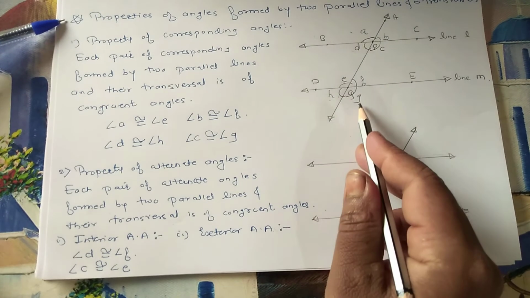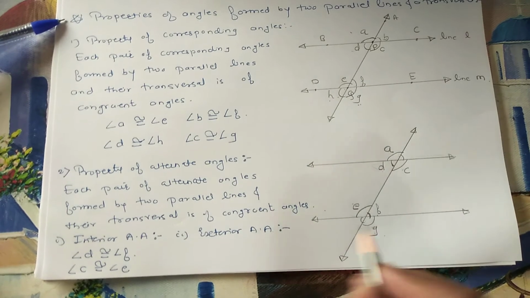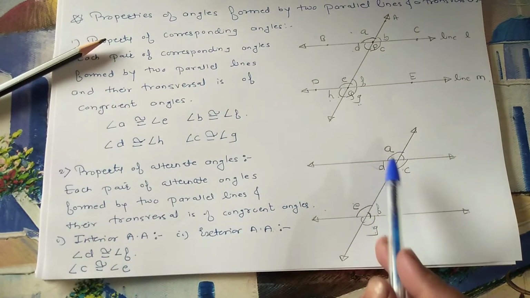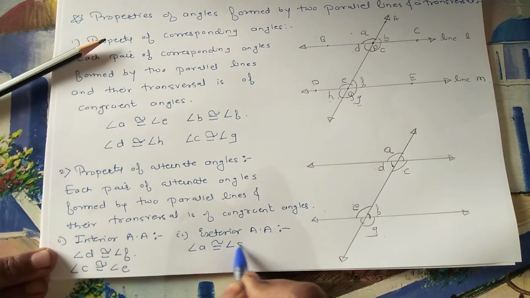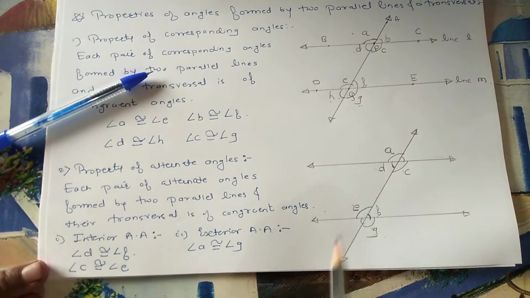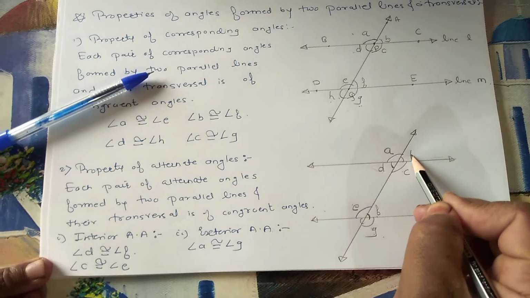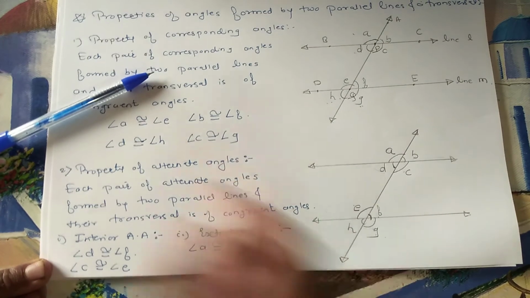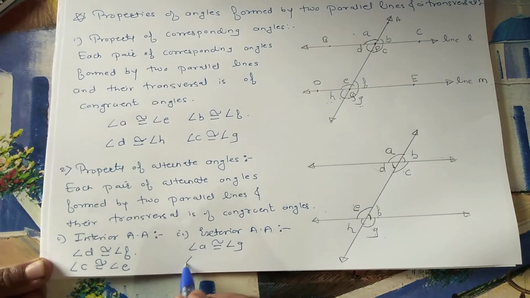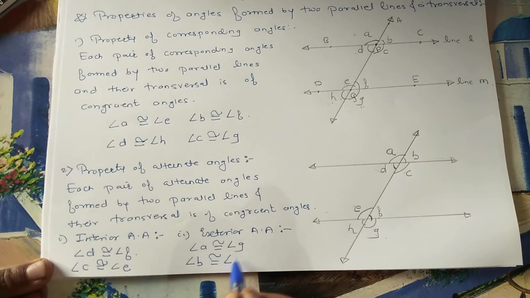This angle, which one is this one? It is G. So first we can write angle A and angle G, that is angle A, which is congruent with angle G. And the next one is what? This angle, this one is B. And this is exterior alternate to H. So we can write angle B, which is congruent with angle H.